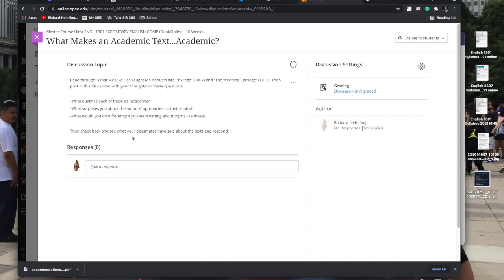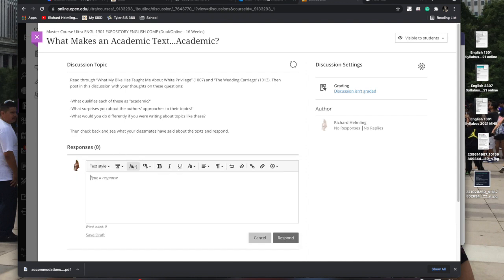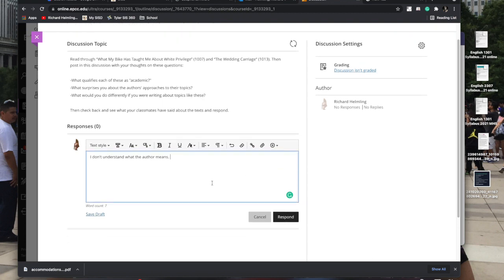So I'm going to start that way. I'm going to say something like, I don't understand what the author means. Boom. Okay, great post, right? Hopefully you're like, no. This isn't very specific. It's like, what do you mean? When he means where. So like I said, we always want to be referencing the text directly.